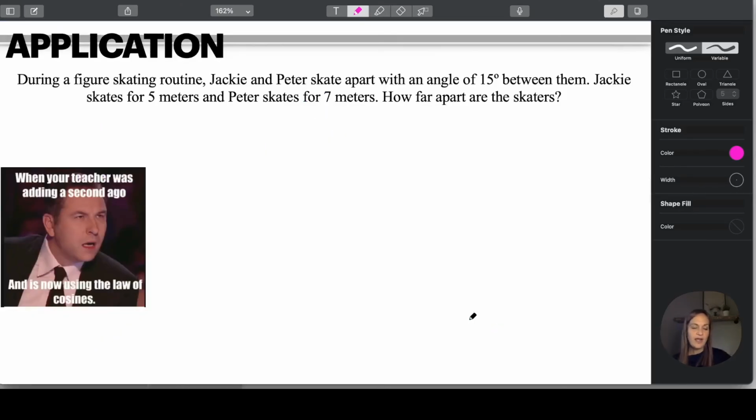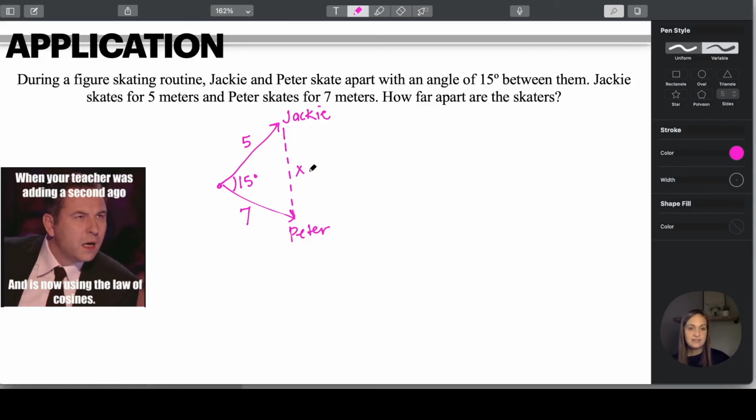So let's do one application problem that uses law of cosines. During a figure skating routine, Jackie and Peter skate apart at an angle of 15 degrees between them. So Jackie goes this way, and Peter goes this way. They say that the angle between them is 15 degrees. Jackie skates for 5 meters. Peter skates for 7 meters. How far apart are the skaters? So what we're wanting to know is this side right here.